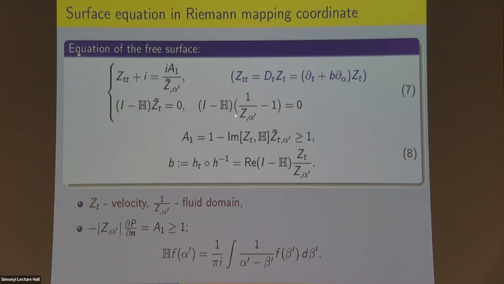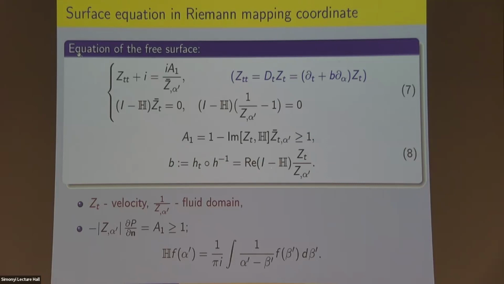And also 1 over z alpha corresponds to the boundary value of the Riemann mapping, which is holomorphic, so I minus H of this also equals 0. And we computed 25 years ago that this quantity A1 is 1 minus the imaginary part of this. You just do symmetrization, and you find this second quantity is always non-negative. So this A1 is always greater than or equal to 1. And this B, coming from this change of coordinates, is also a basic formula.